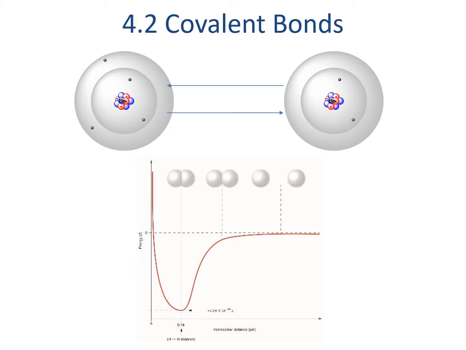Not every bond is equally stable, and many bonds are not equally shared between atoms. Electrons may be shared less and less evenly on a continuum straight into ionic compounds where electrons are completely transferred.